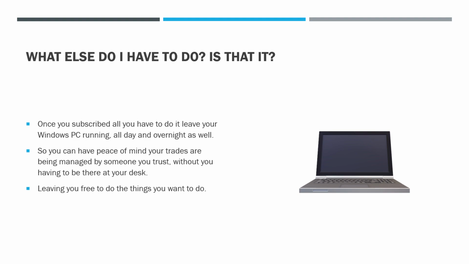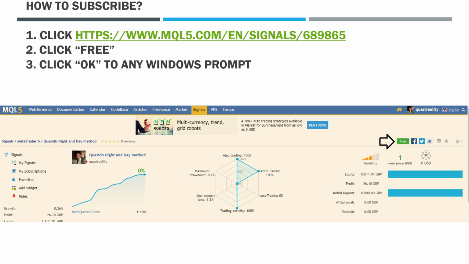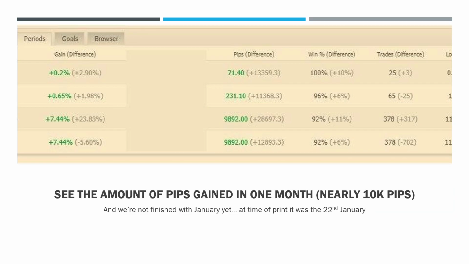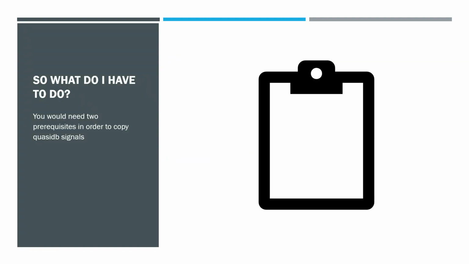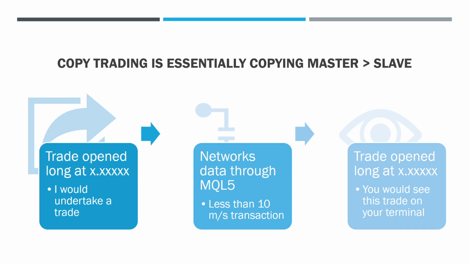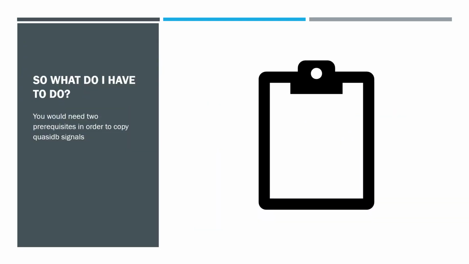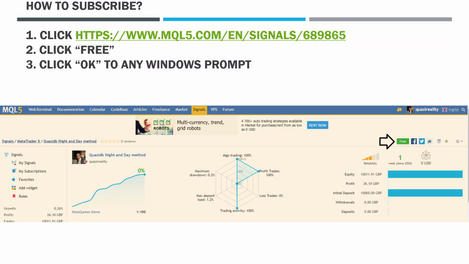And then you can have peace of mind your trades are being managed by someone you trust without you having to be there at your desk, leaving you free to do the things you want to do. So it's nice residual income. Perhaps open a demo account, see how it goes. And then in a couple of months, perhaps in March, when you're feeling confident how it works, you can create a live account. I think I covered everything, how it works. Hopefully that's clear. So maybe just get a demo account, sign up, and see how it goes.